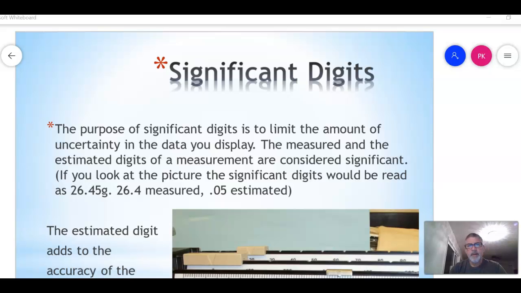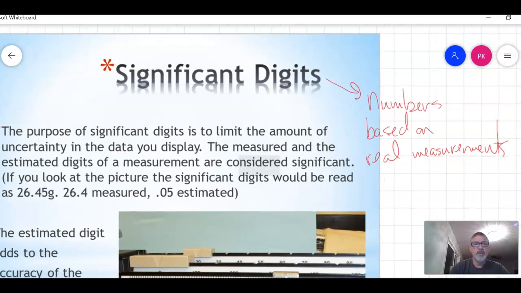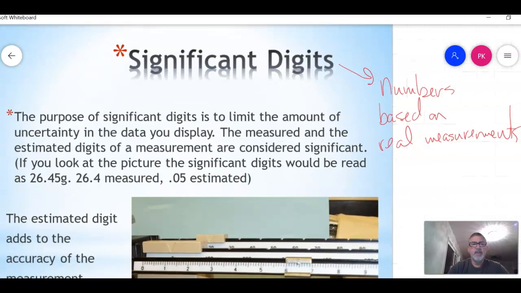All right, so welcome to chemistry, but we're going to start off talking about measurements. So significant digits, these things right here, they're numbers based on real measurements. The reason why significant digits are important is because we want our measurements to be accurate, right?